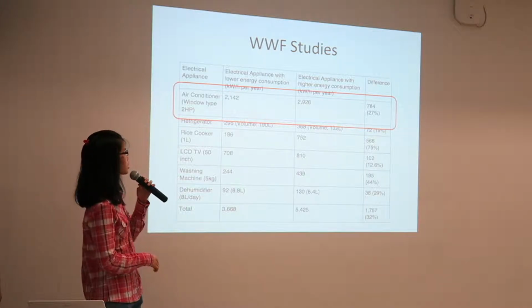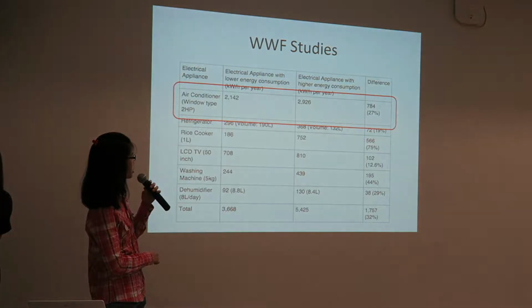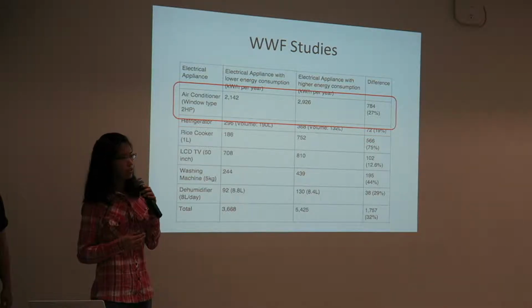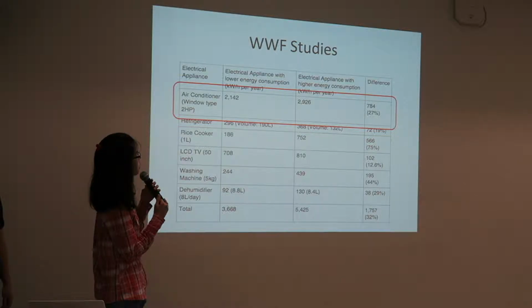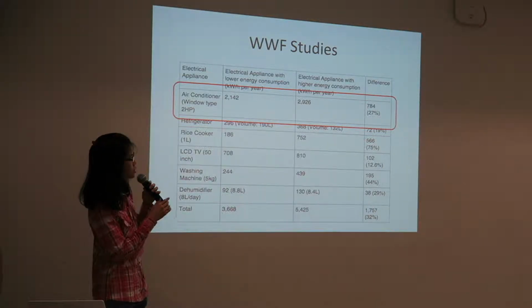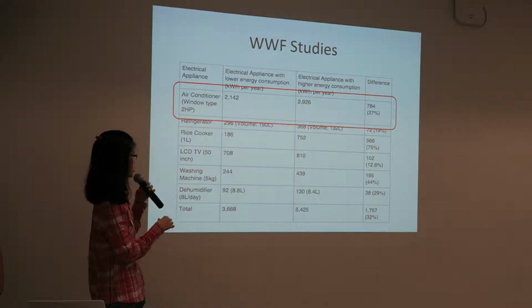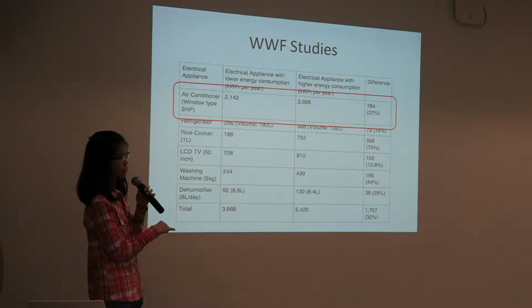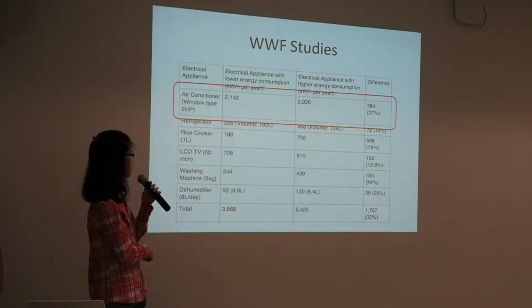Most people who use aircon are not using it efficiently, and the difference between using aircon with lower energy consumption and high energy consumption is 784 watts per year, which is the highest difference compared to other electrical appliances.